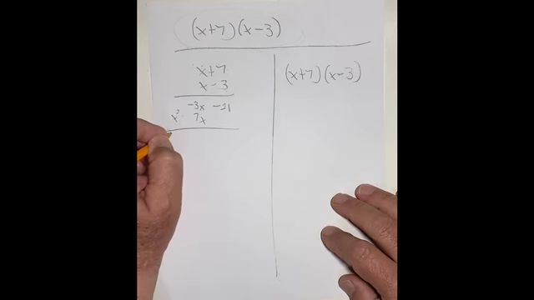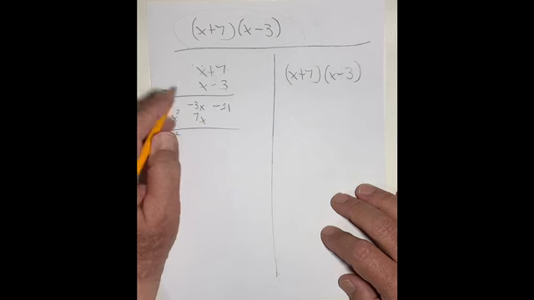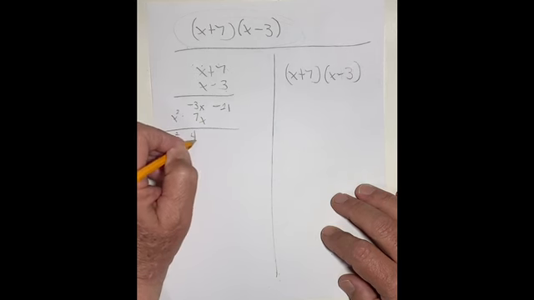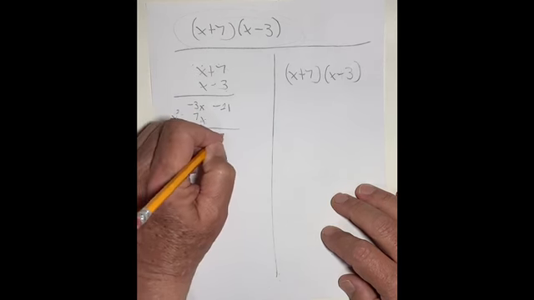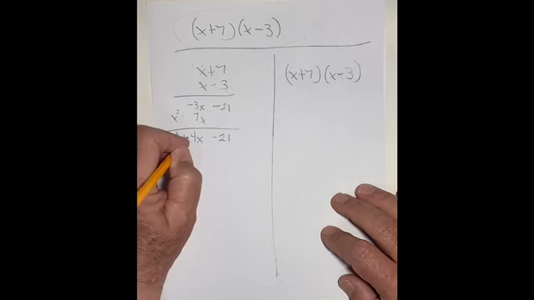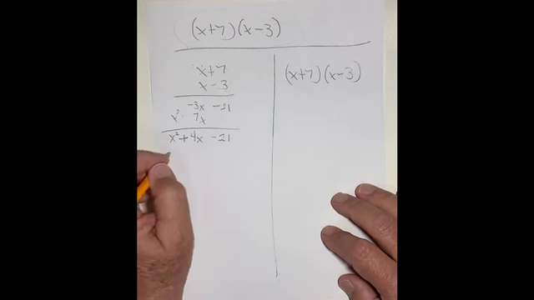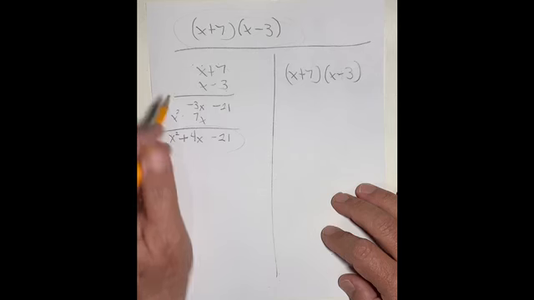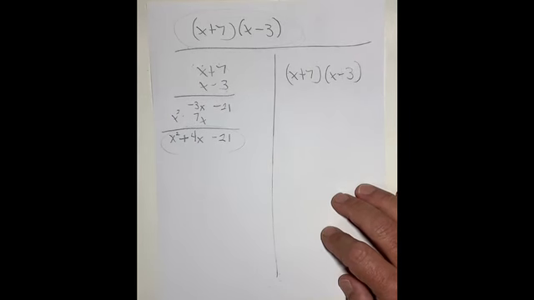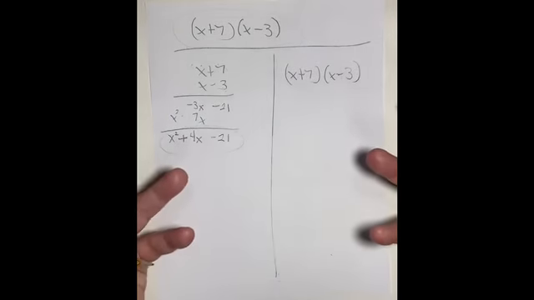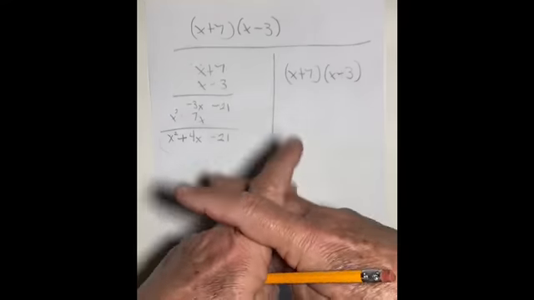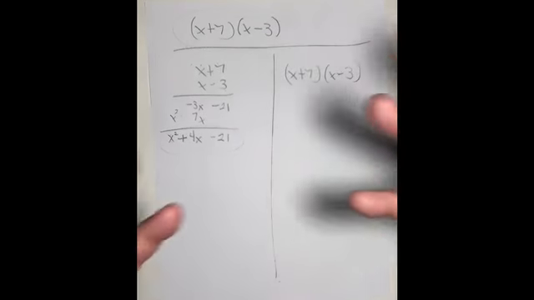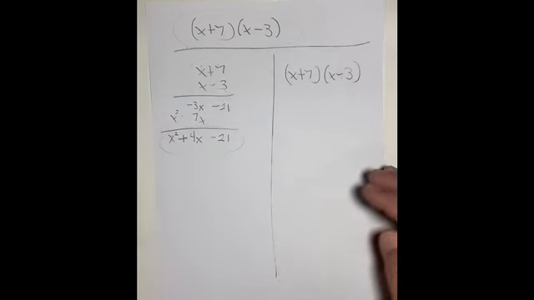I don't have any other x squared, so I've got the 1x squared. I've got a negative 3x and a 7x, so that is going to be 4x. And I've got this minus 21, and then I add up my results. And this is what I get when I multiply these things. Well, factoring is taking it apart. I multiplied it together, so with factoring, I'm trying to figure out how to take it apart.